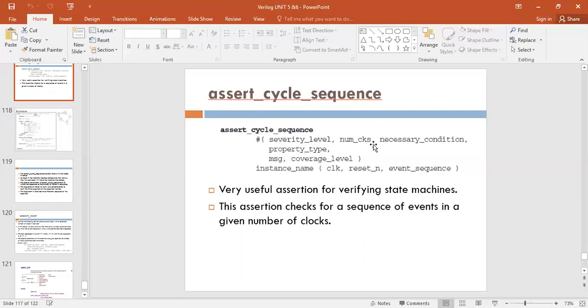And what is the necessary condition? Like whether it is going to the next state or the same state, a condition is required. So that's what we are using, the necessary condition and the number of clock cycles. These two are very very important in the assert underscore cycle underscore sequence. This assertion checks for a sequence of events in a given number of clock cycles. Okay, right. I think you understood, right?